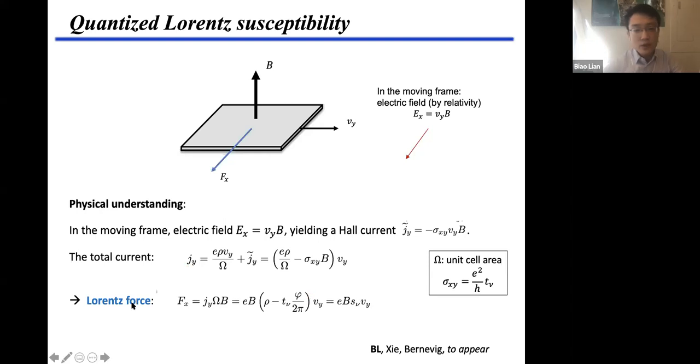Basically, this current would give you a Lorentz force. The current across this magnetic field is the force operator. It turns out that the force is proportional to the velocity Vy times Eb, with this vector here. And this vector, according to the Diophantine equation or the Streda formula, is exactly this S nu, and this proves why it is a quantized response.